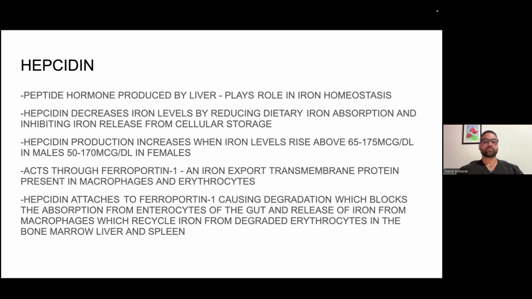It acts through ferroportin 1, an iron export transmembrane protein, which is present in macrophages and erythrocytes. So the hepcidin attaches to ferroportin 1, causing degradation, which blocks the absorption from enterocytes of the gut and release of iron from the macrophages, which recycle iron from degraded erythrocytes in the bone marrow, liver, and spleen.